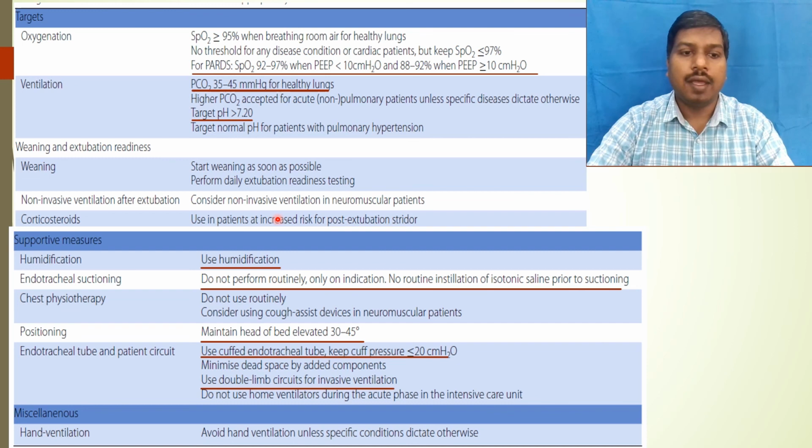And regarding endotracheal suction, do not perform endotracheal suction routinely unless it is indicated. And the instillation of isotonic saline prior to suctioning is also not recommended. And maintain a head up position of around 30 to 45 degrees for better lung function. And for the endotracheal tube, the use of a cuffed endotracheal tube is promoted, and keep the cuff pressure to less than 20 centimeters of water. And always try to use a double limb circuit for invasive ventilation in pediatrics.